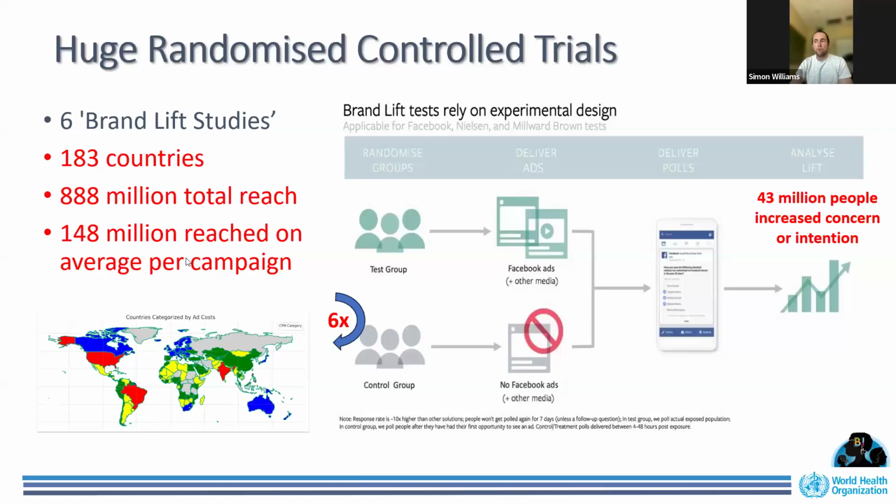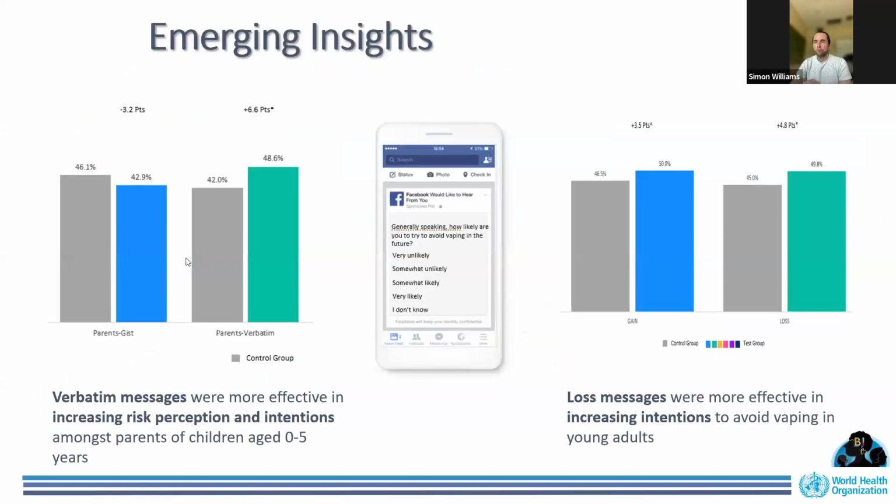Overall, across all brand lifts, we found that there were 43 million people who showed higher concern or increases in perceived importance of a topic or intentions towards engaging in a behaviour in those who saw the messages compared to control. We also found some evidence of ways in which particular framings enhance the impacts of some messages. For example, contrary to our hypothesis in the literature, verbatim messages were actually more effective in increasing risk perceptions and intentions among parents of young children.